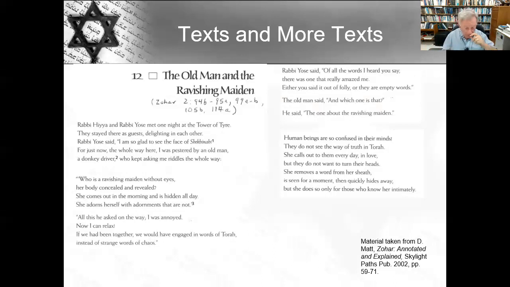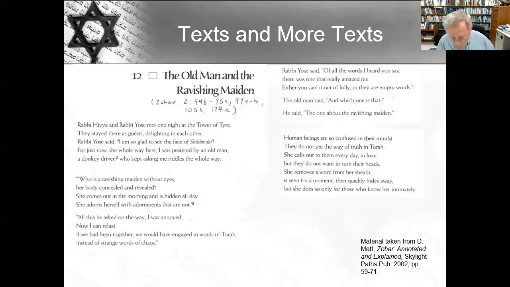Here's the riddles that the old man was asking. And there are others too that I've edited out. Who is a ravishing maiden without eyes, her body concealed and revealed? She comes out in the morning and is hidden all day. She adorns herself with adornments that are not. All this he asked on the way. I was annoyed. Now I can relax. If we had been together, we would have engaged in words of Torah instead of strange words of chaos. And then he also describes all the other riddles that the old man mentioned.